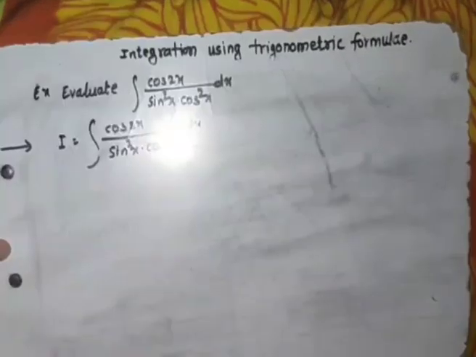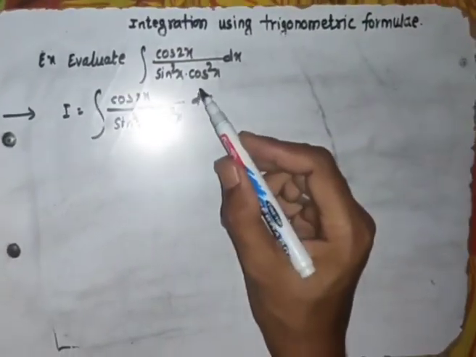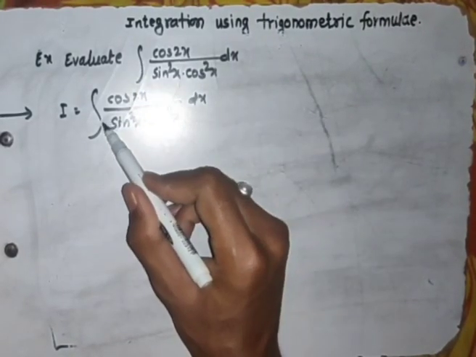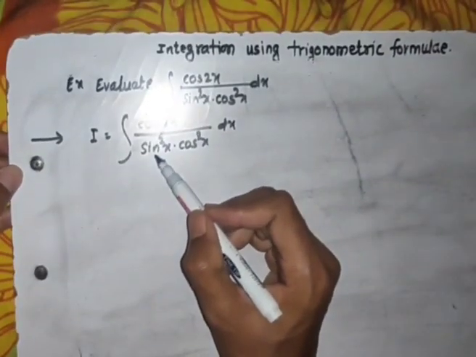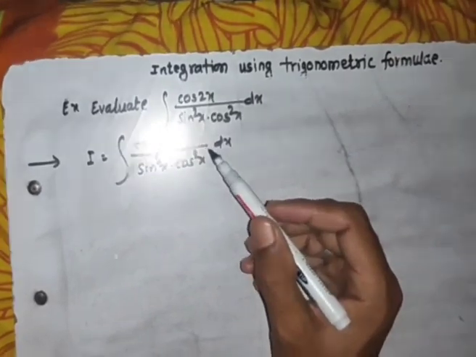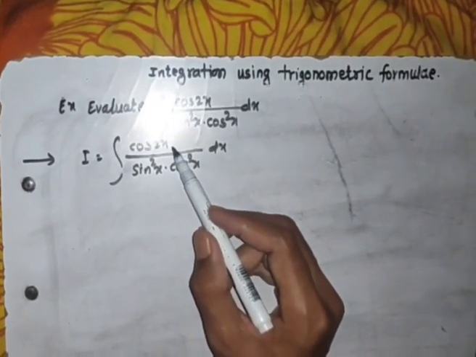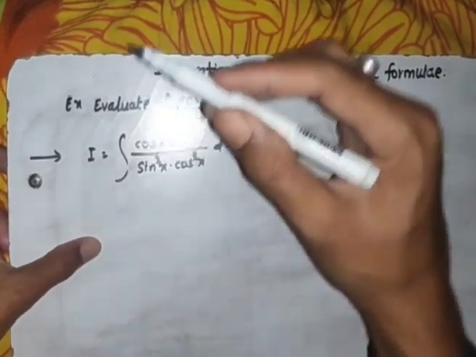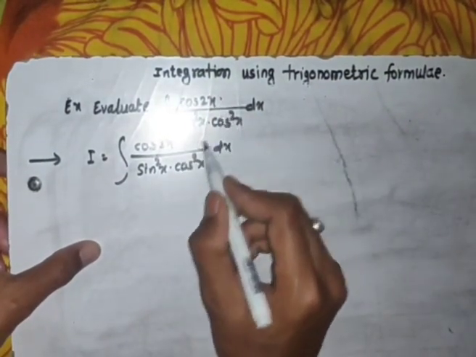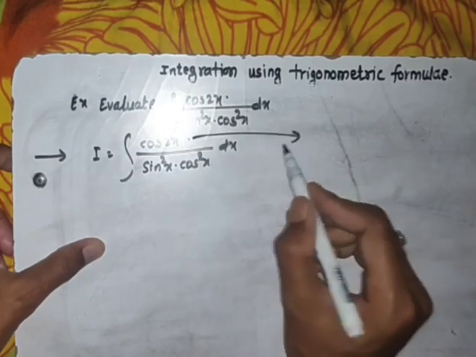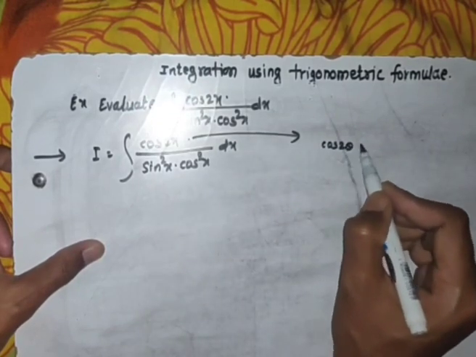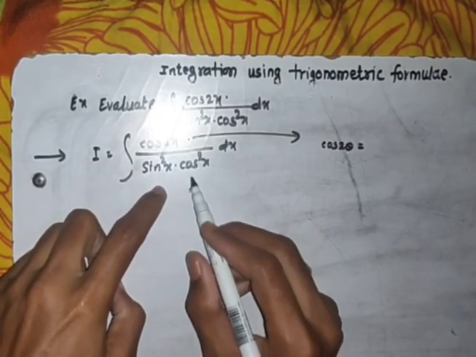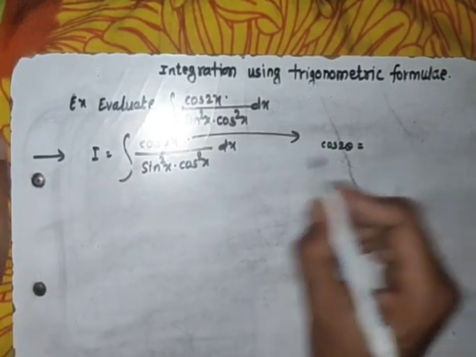Okay, next integral: evaluate integration of cos 2x upon sine square x into cos square x dx. Denoting this integral by I, we get I equals integral of cos of 2x upon sine square x into cos square x dx. Now here we can convert the numerator cos 2x, because we have the formula for double angle. Converting this cos 2x, we can separate numerator and denominator, so we can further simplify the problem. Remember the steps.